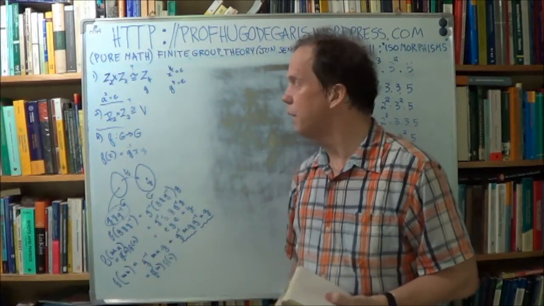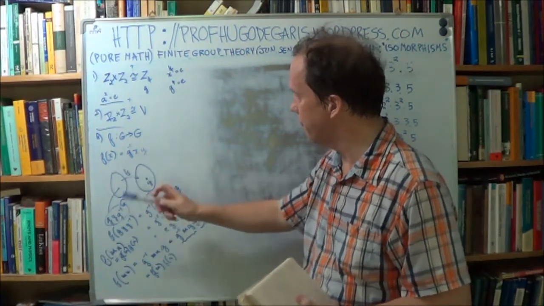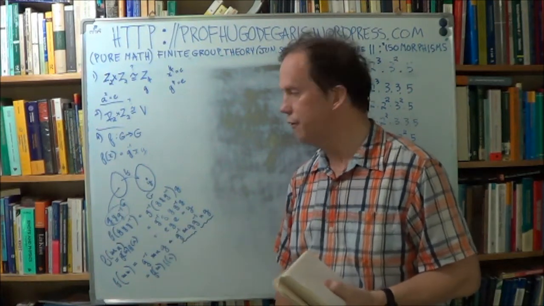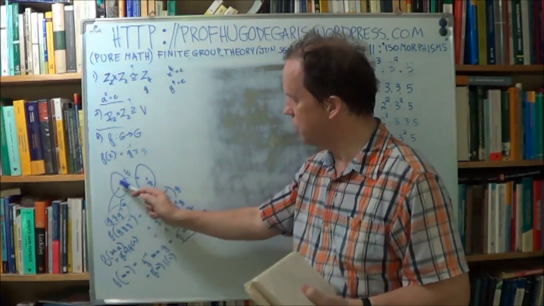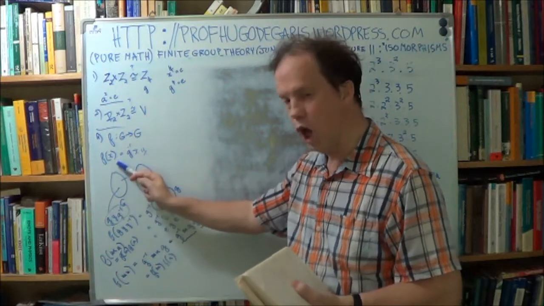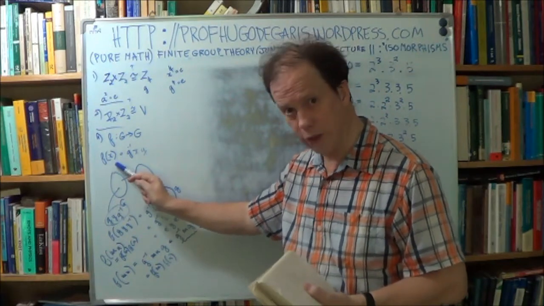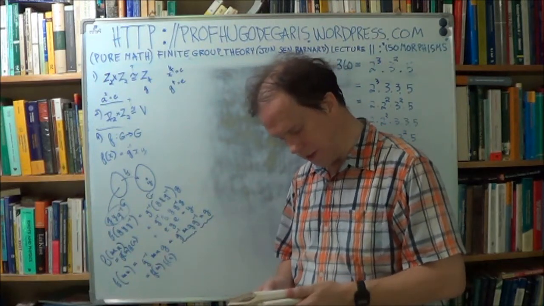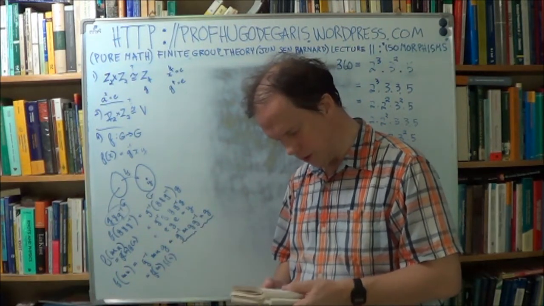So therefore, this function is an isomorphic function, mapping from G to itself. In fact, it's an automorphic function. So that's question 4.